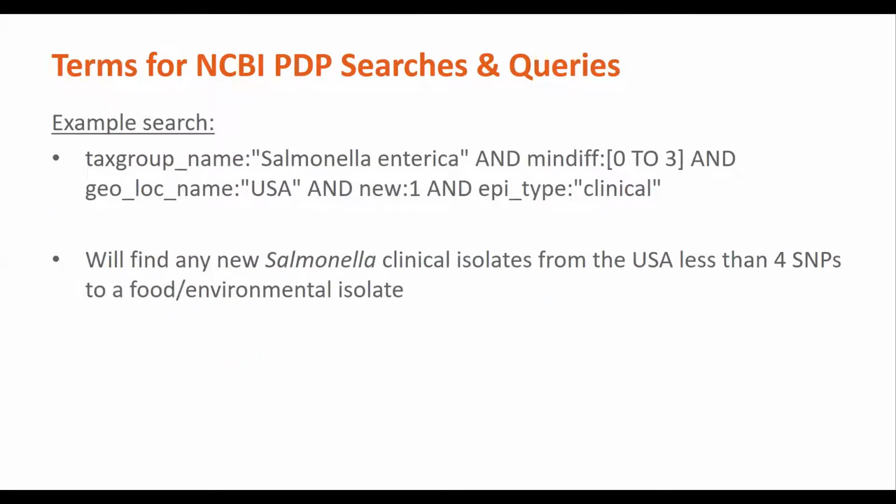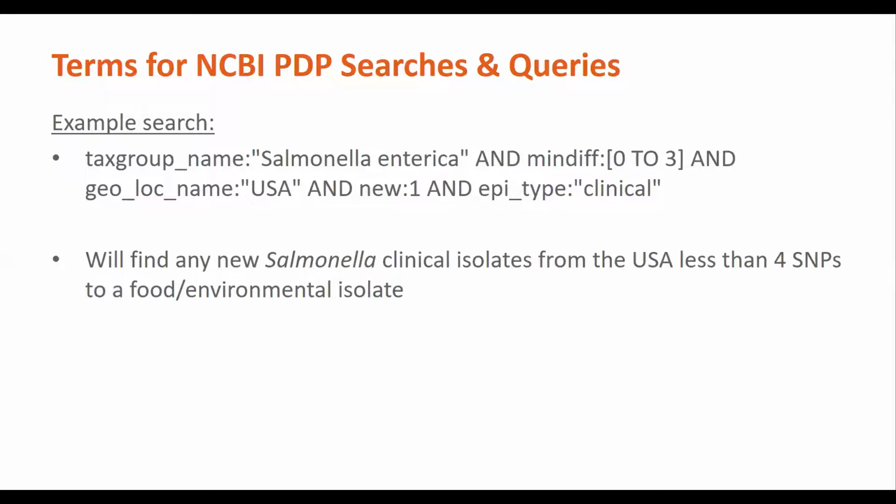So this is just an example. If you wanted to do a search here, tax group name, Salmonella enterica, and add MIN-DIF 0 to 3 with location USA, new, and then epitype clinical. So this is going to search for any new Salmonella clinical isolates from the US that are less than 4 SNPs away from a food or environmental isolate. So this would be a pretty broad search.